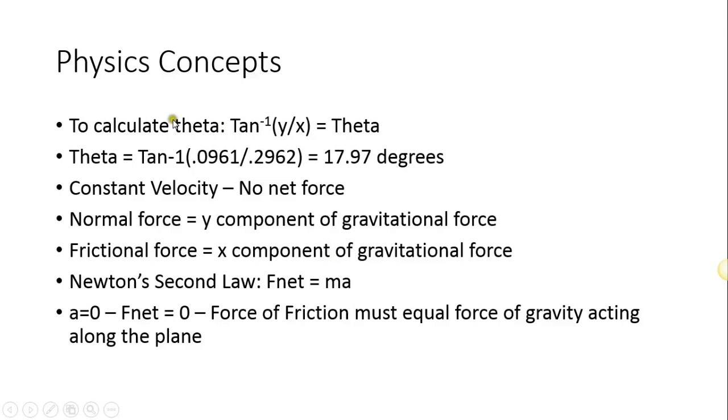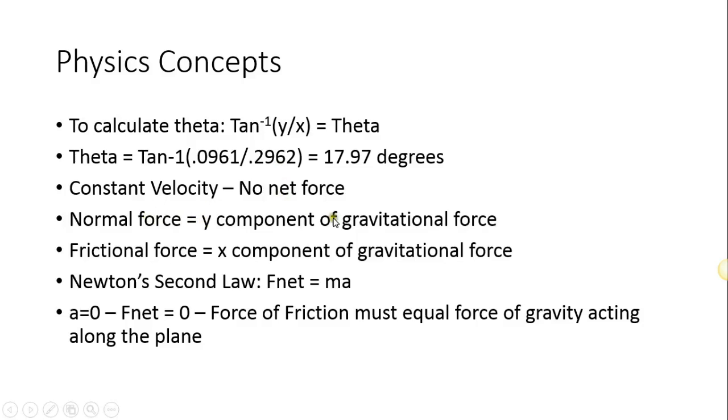Alright, so to calculate theta, we took tan negative 1 of y over x. So theta equals tan negative 1 of 0.0961 over 0.2962, which is 17.97 degrees. These approximations were calculated using Tracker. Some calibration tapes were set at the height of the angle and the length of the angle to find this. So we have constant velocity, no net force.